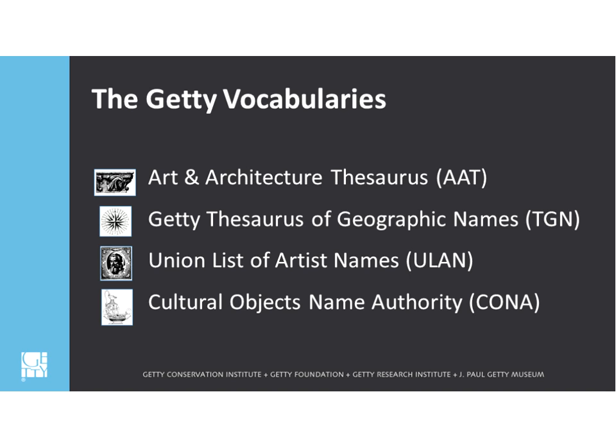And then our newest vocabulary, which we only started a couple of years ago, so we're just in the process of building a critical mass of data in this vocabulary, is the Cultural Objects Name Authority, which is an authority of unique works of art, architecture, and material culture.